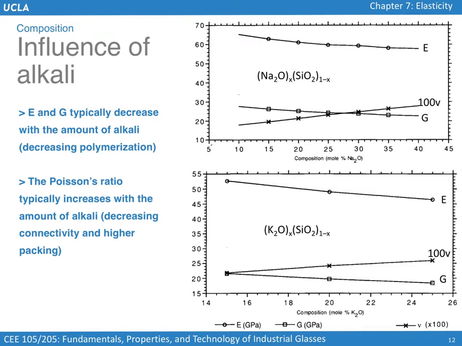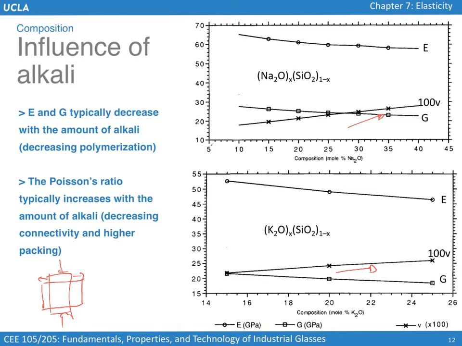If you look at the Poisson's ratio, it's the opposite. In both cases, the Poisson's ratio is actually increasing with increasing fraction of sodium or potassium. This comes from the fact that the more network modifier you add, the lower the connectivity of the glass. So when you subject the glass, for example, to a uniaxial compression, since it has a lower connectivity, it's easier for the atoms to reorganize, so it's easier for the atoms to expand. So the lateral expansion will be higher for less connected glasses. Here we see that in both cases, the more modifier you add, the lower the connectivity, so the higher the Poisson's ratio.